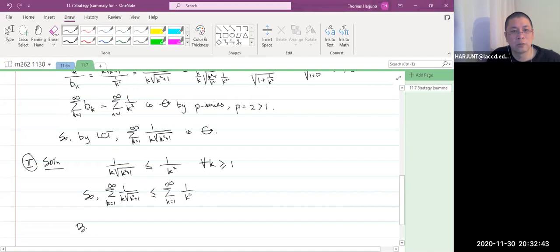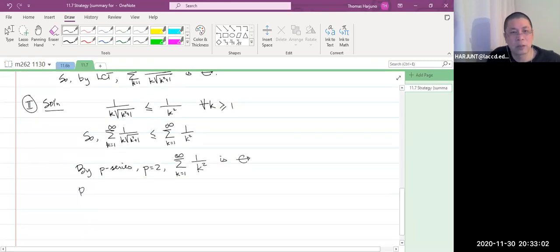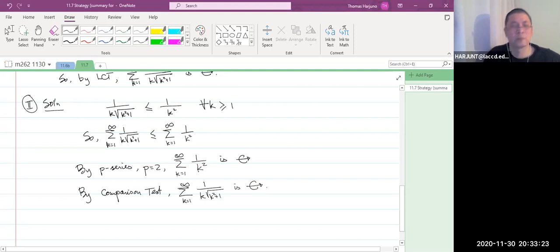By p-series with p equals 2, the series on the right-hand side that you bounded above with is convergent. And therefore, by the comparison test, the original series that you are trying to test is convergent. But let's say you also need to show that it is actually non-negative.